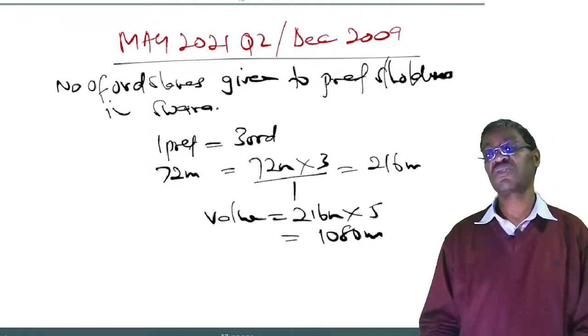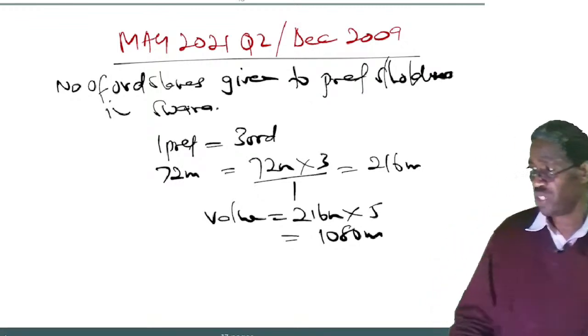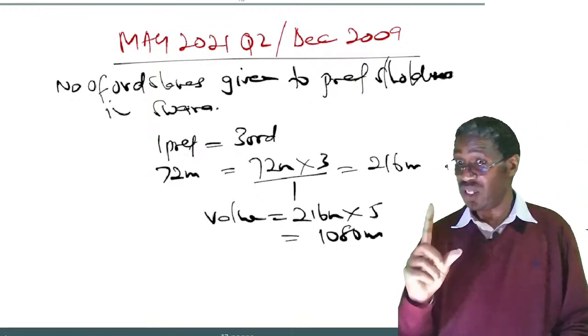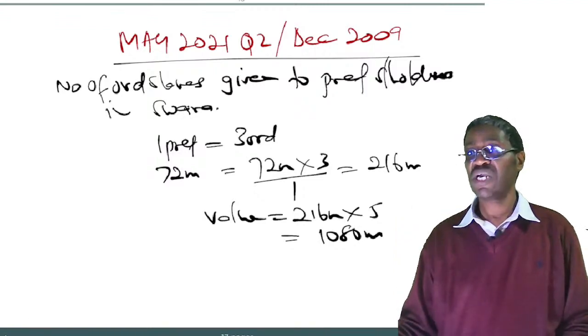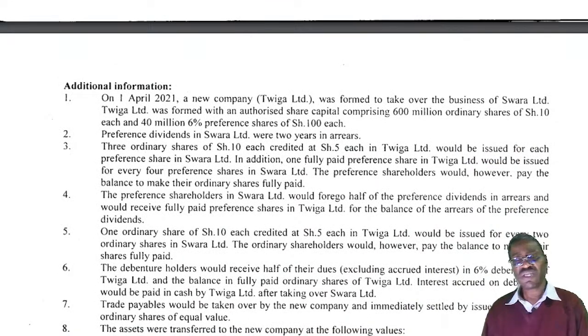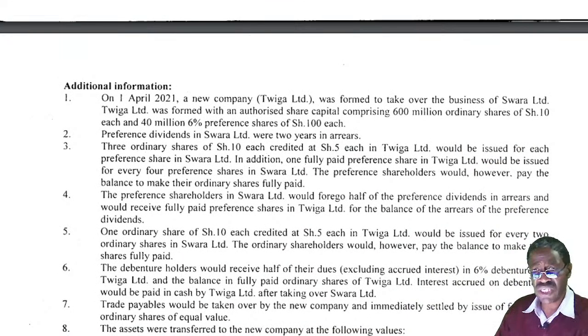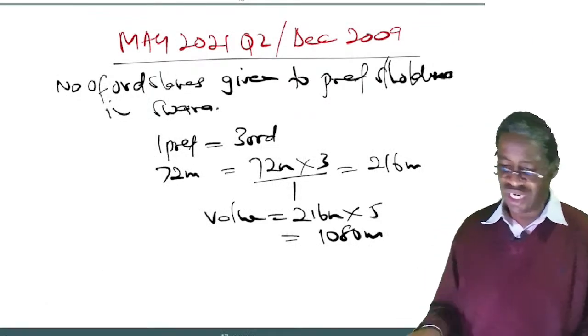To preference shareholders. Good. Let's go back to note number 3. It goes on to say, in addition, one fully paid preference share in Twiga, the company buying, would be issued for every 4 preference shares in Swara. Good. Let's put down that working again.